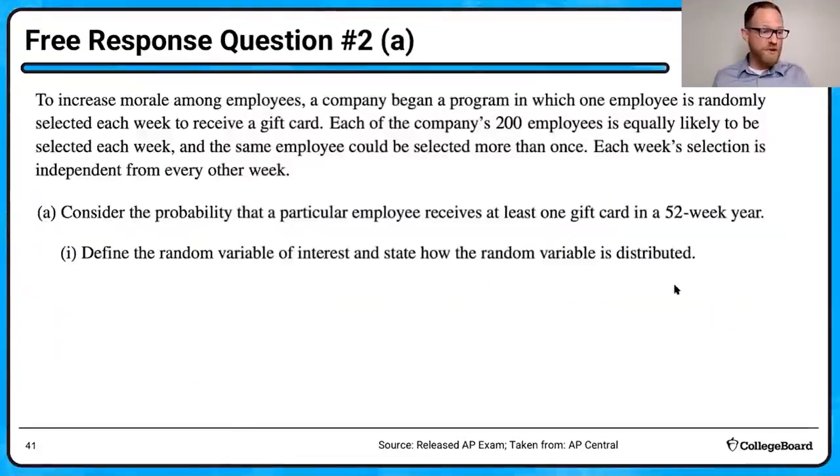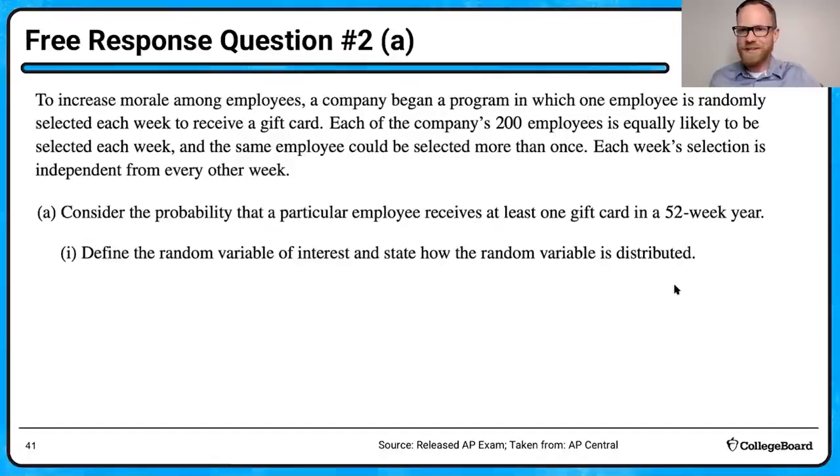All right, let's move to free response question 2, part A here. It says, to increase morale among employees, a company began a program in which one employee is randomly selected each week to receive a gift card. Each of the company's 200 employees is equally likely to be selected each week, and the same employee could be selected more than once. Each week's selection is independent from every other week. Part A, consider the probability that a particular employee receives at least one gift card in a 52-week year. Part I, define the random variable of interest and state how the random variable is distributed.